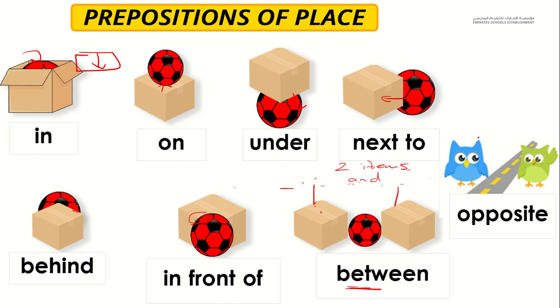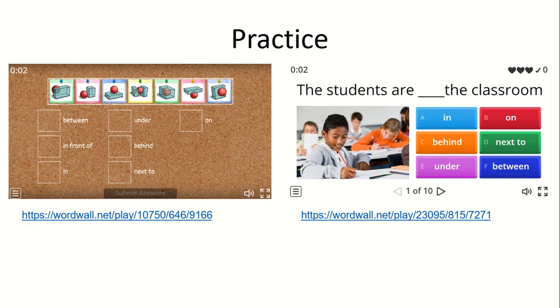Opposite is when you are across from someone else. So they are not close, not like next to, where they're so close they can touch each other. They're just there, right next to each other. But if I move it away, it becomes opposite. So here's some practice, simple practice to see if you can remember the words. And over here we have some practice in sentences. It's a little bit more tricky.